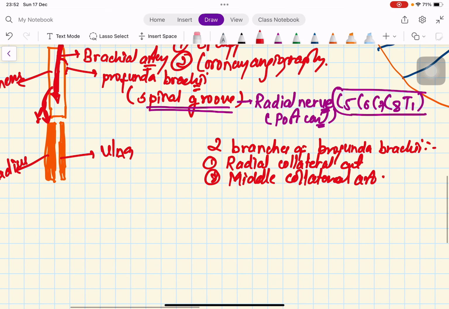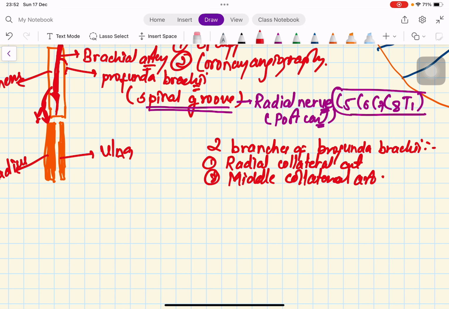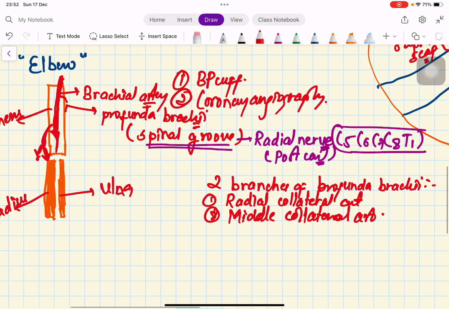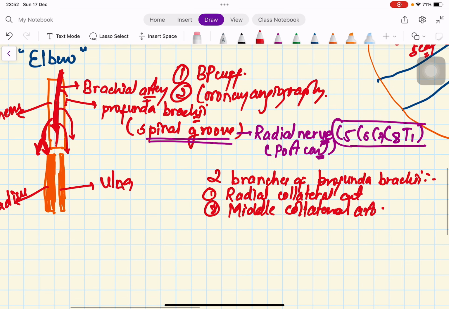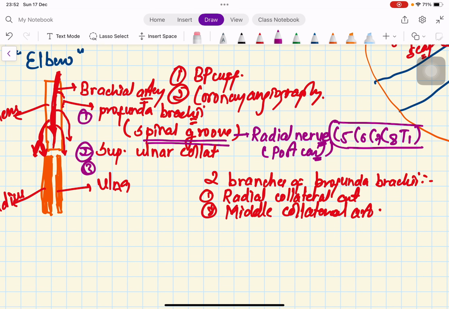Now this brachial artery will give another two branches here as well. What are these? If it gave something radial, then it would give something ulnar. Yes, you are correct. So the brachial artery has given first the profunda brachii. Now the second is the superior ulnar collateral, and the third is the inferior ulnar collateral.